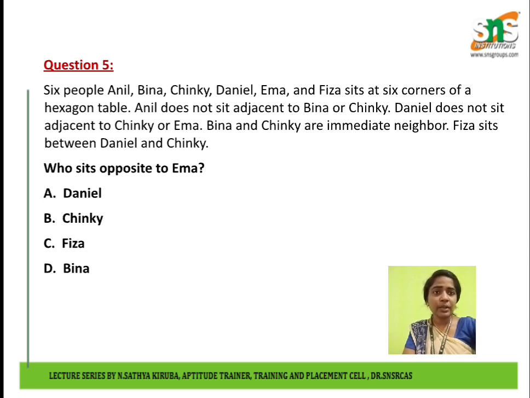Now you can put a cross mark. You can write Anil, and Beena and Chinky will not be sitting with Anil. You can mention it like that. Next, Daniel does not sit adjacent to Chinky or Emma. You just have to put a cross mark and mention that these people are not sitting with each other.